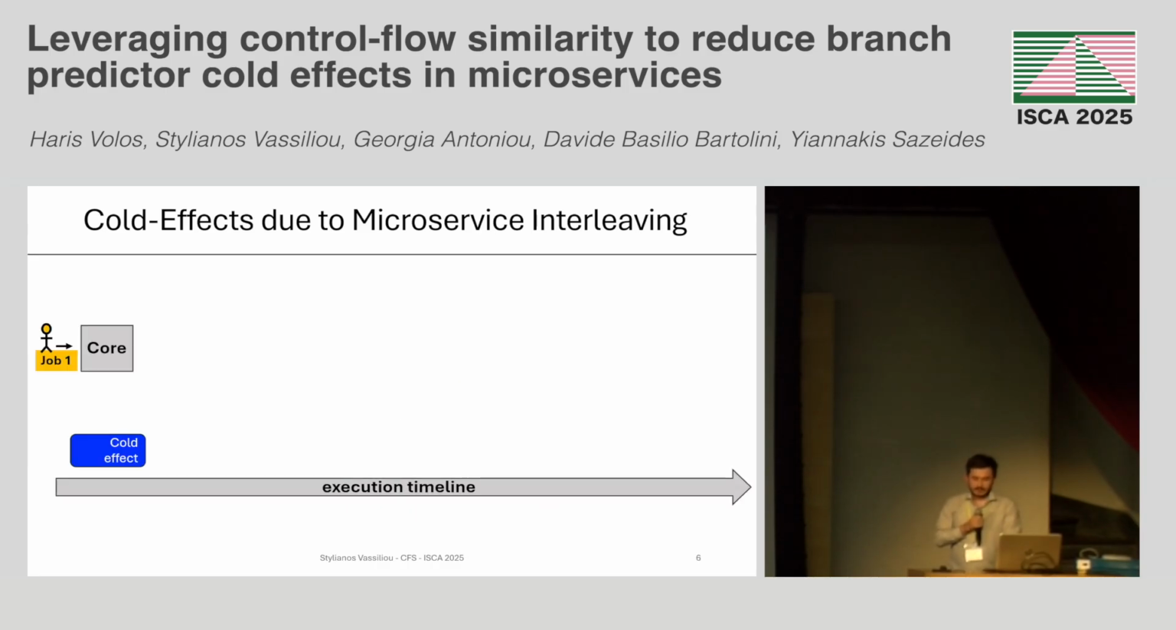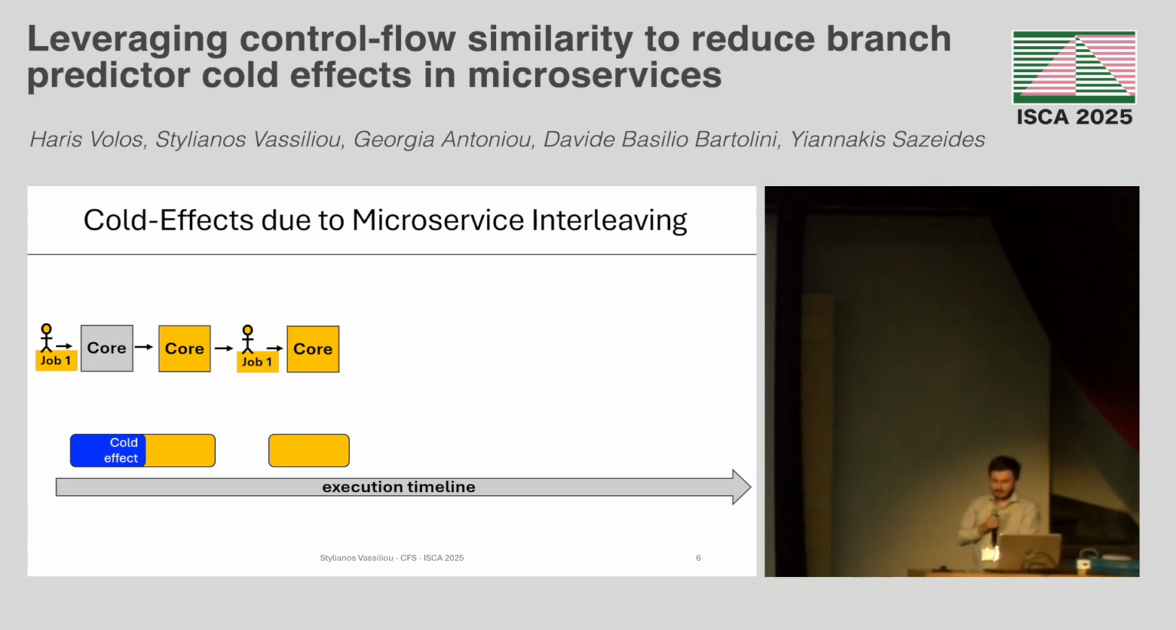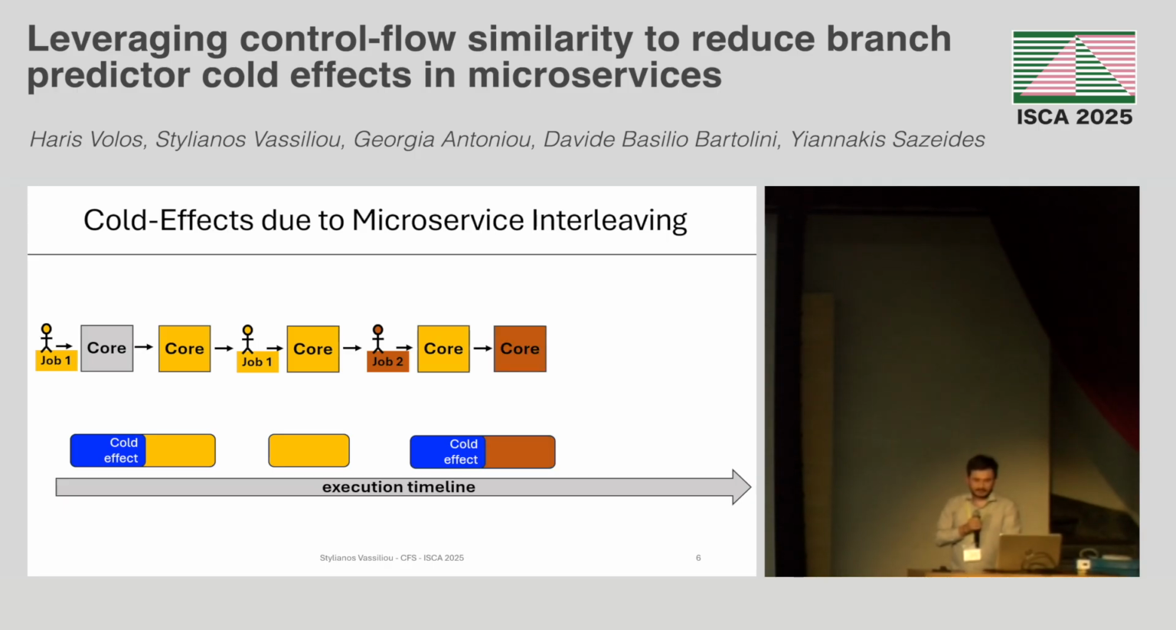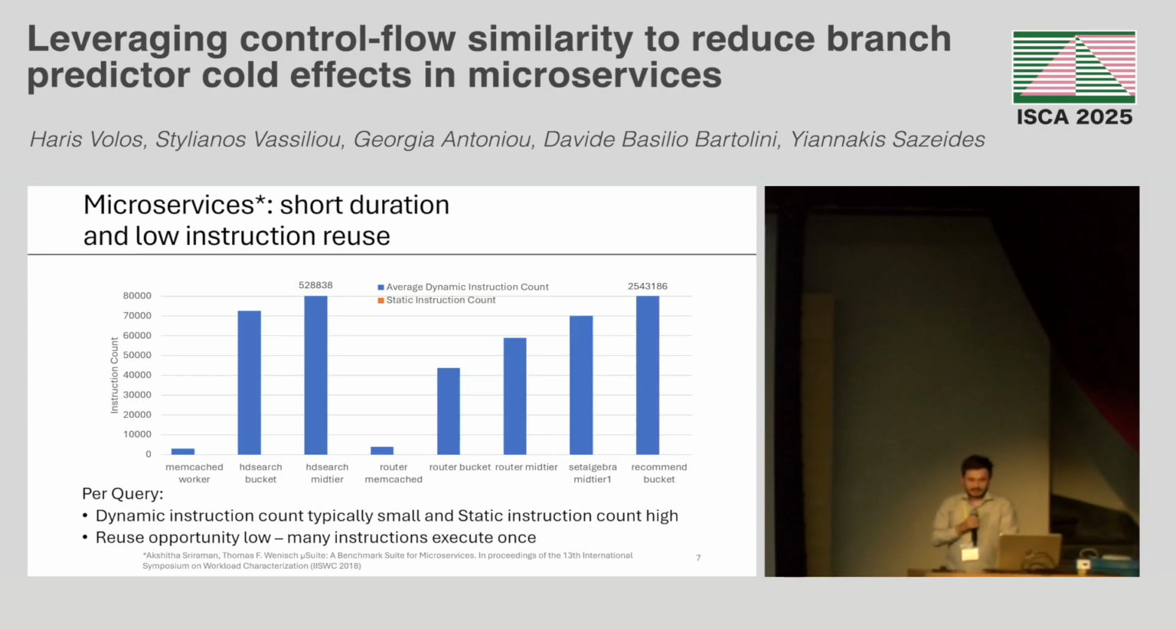When a job runs for the first time, the system has no prior context, and so it starts cold, and the performance suffers as it warms up. If it runs again soon after, it benefits from the leftover state. But if other jobs run in between, then they can evict or override this state. So when the original job returns, it starts cold again.